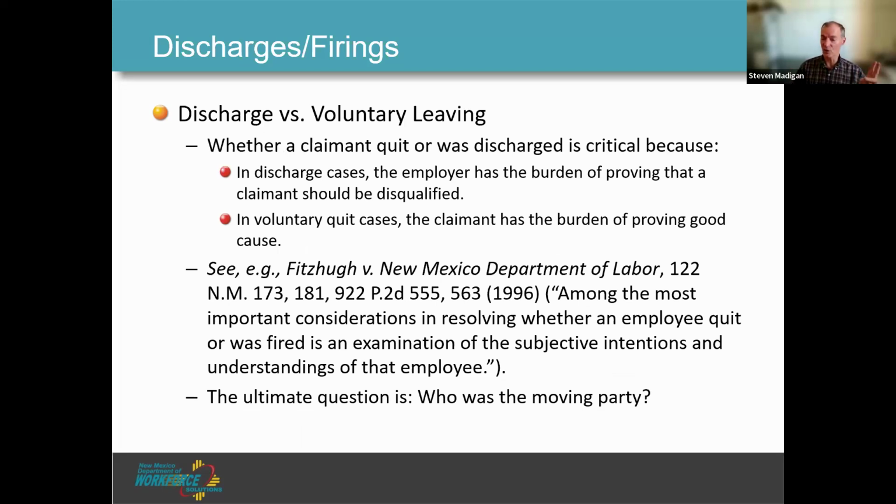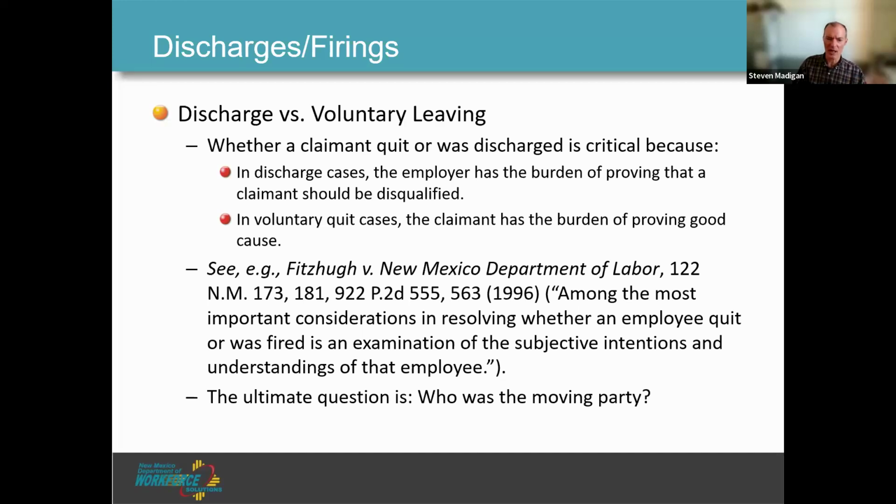Here we're contrasting the two reasons, someone voluntarily leaving or quitting and someone being fired. It's critical because the type of separation determines who has the burden of proof. So who has to provide the evidence to us? Who has to prove their case in order for us to either allow or deny benefits? With a discharge, because the employer is the moving party, they have the burden of proof to show misconduct. And on the opposite side of that, when a claimant voluntarily quits their job, it is the claimant who has the burden of proof of showing that they had good cause connected with the employment to leave.